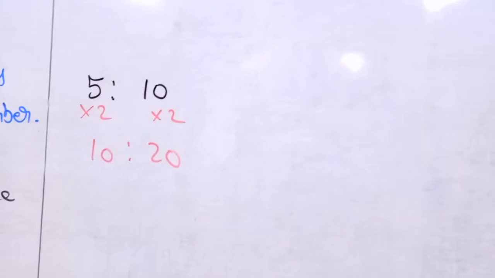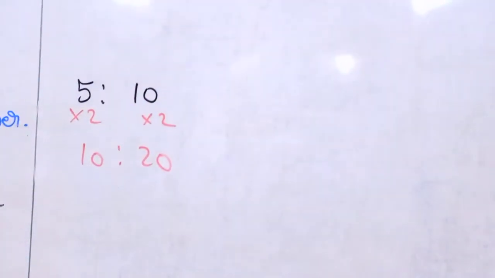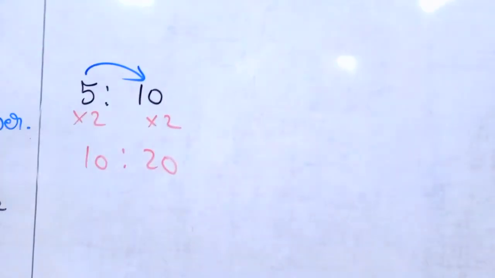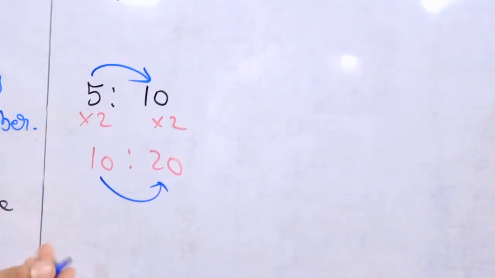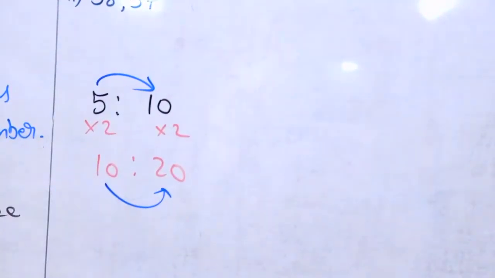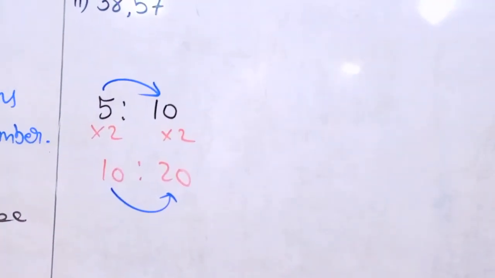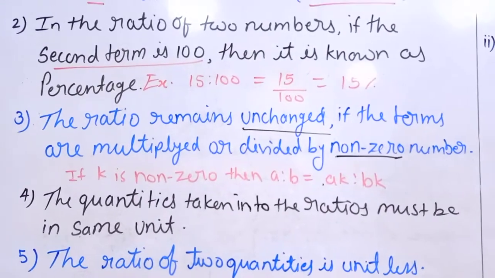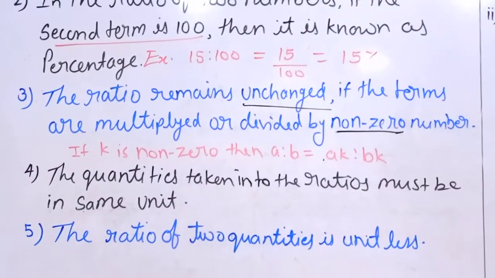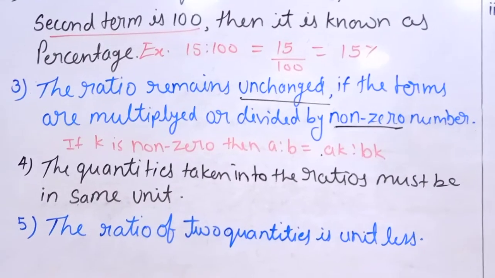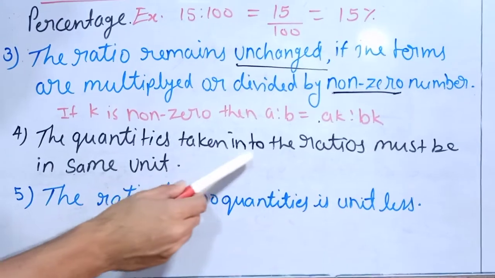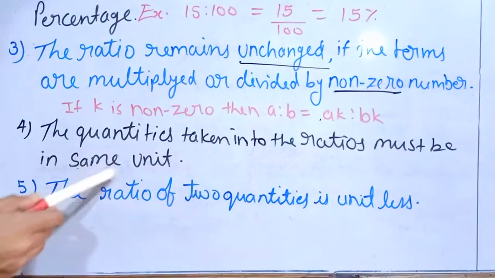How can we come to know these two are the same? 5 2s are 10, which means the second term is twice the first term. 10 2s are 20. Here also the second term is twice the first term. So we can say whenever we have two terms and the terms are multiplied or divided by any non-zero number, we get the same ratios. The ratio remains unchanged.